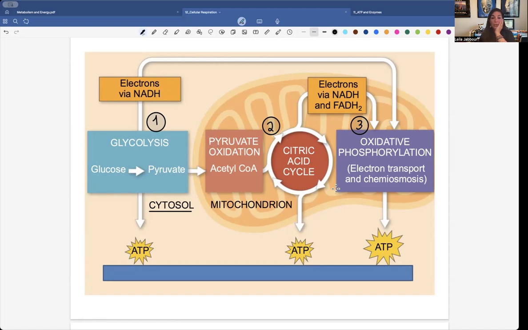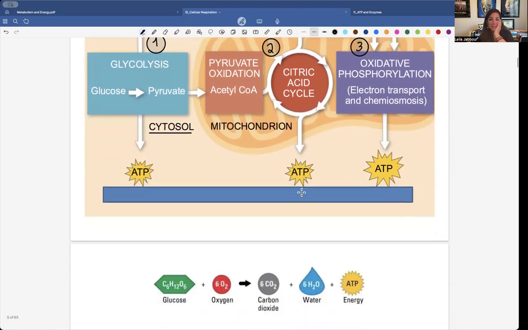Okay. So the goal is to make ATP, and most of the ATP is made at the end during the oxidative phosphorylation. However, there's a little bit of ATP made during glycolysis, just 2, and there's a bit more ATP made during the citric acid cycle. The majority of the ATP will be made all the way at the end. Let's talk about this.